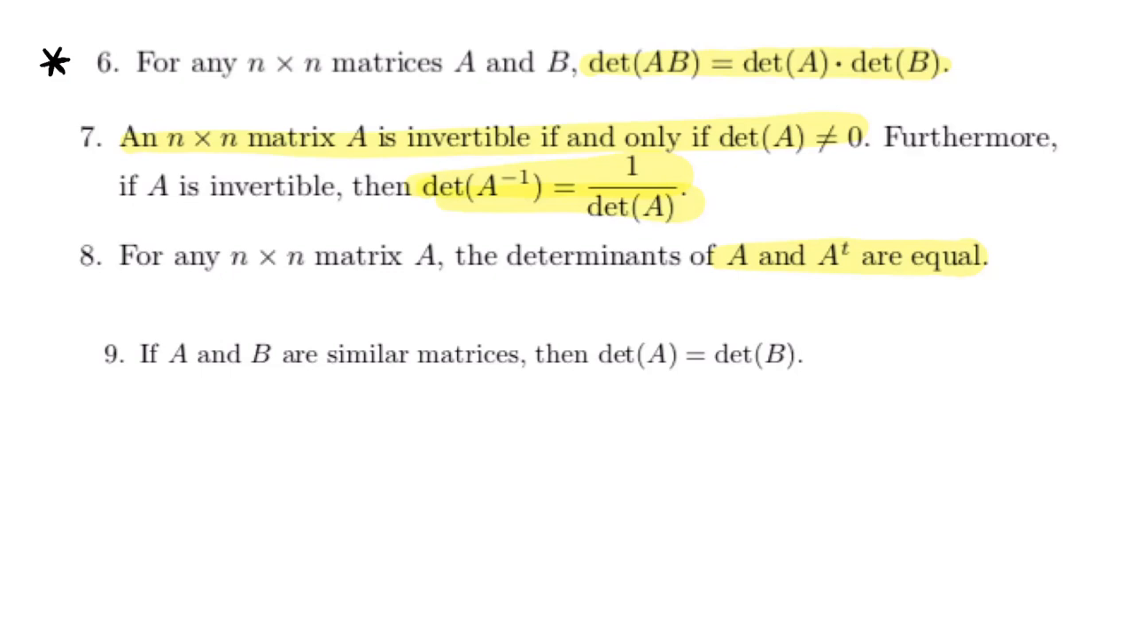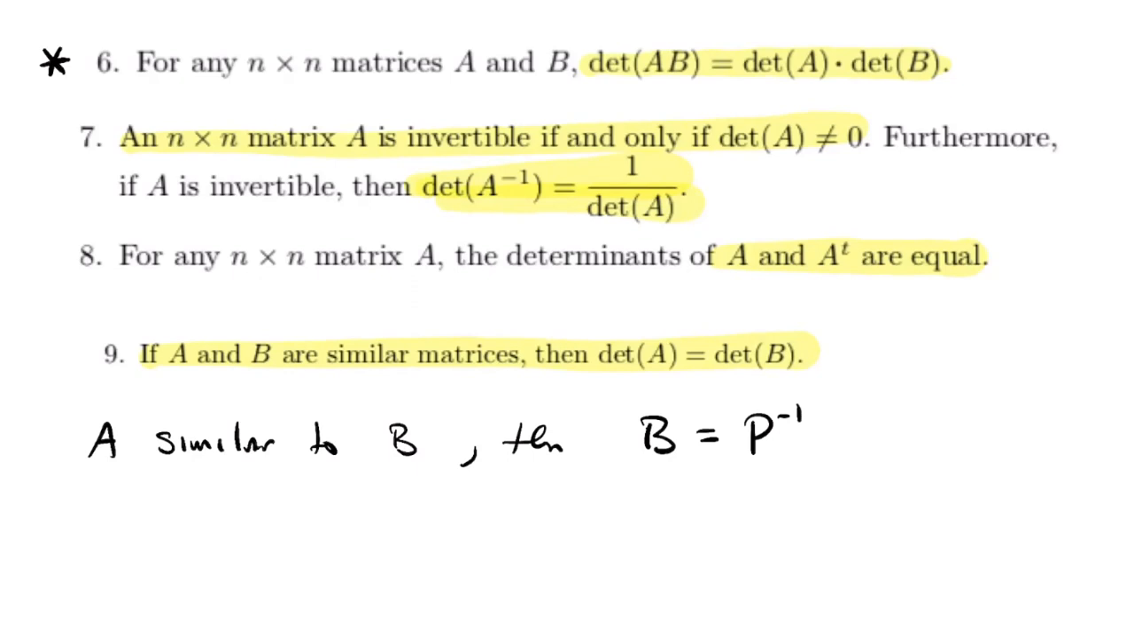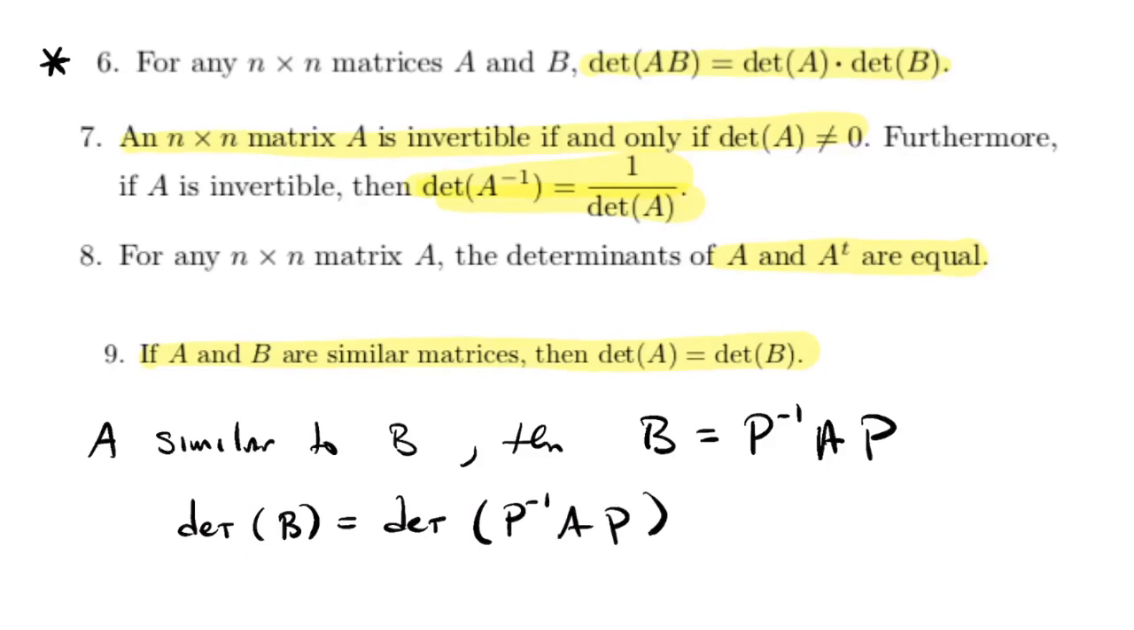And then finally, the 9th one: if you have similar matrices, you have the same determinant. Let me remind you what similar means. If A is similar to B, then one of them, B, it doesn't matter which one, is the product of some invertible matrix P inverse times A times P. So that's the definition of similarity. So if you took a look at the determinant of B, you could write that as the determinant of P inverse times A times P.